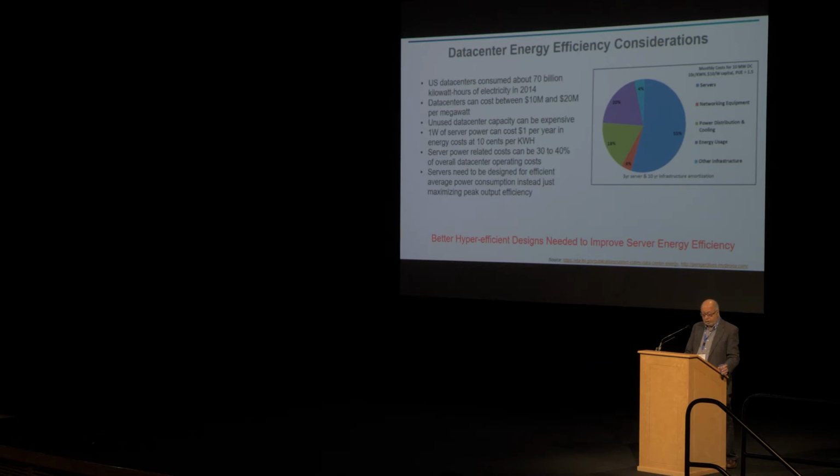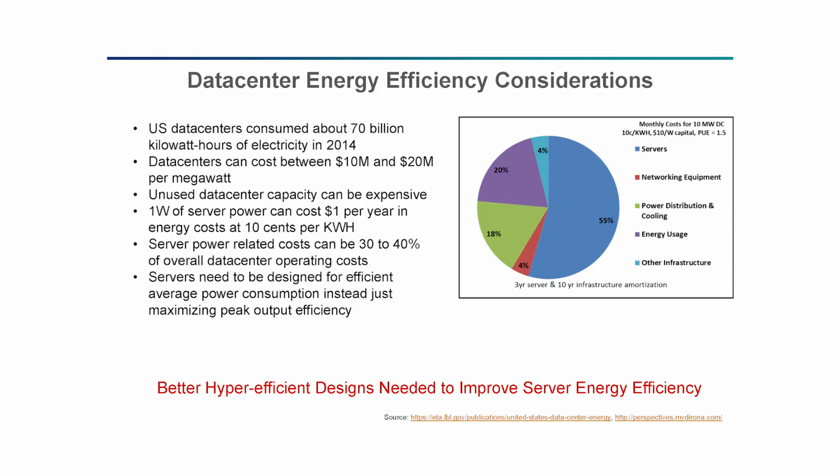Energy costs: every watt of server power can cost $1 per year if your energy costs are 10 cents per kilowatt hour. In some places, the energy costs are even higher. Most of the large cloud data center companies put their data centers in places where it's more like 3 to 5 cents. So on the right-hand side, I've shown a pie chart of the total cost of ownership over a 3-year period, assuming a 10-year depreciation on the capital costs. And there are some other factors about energy costs, et cetera.